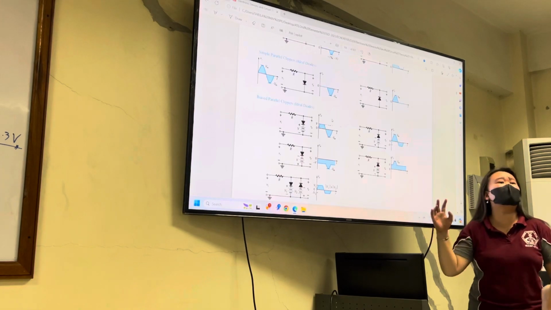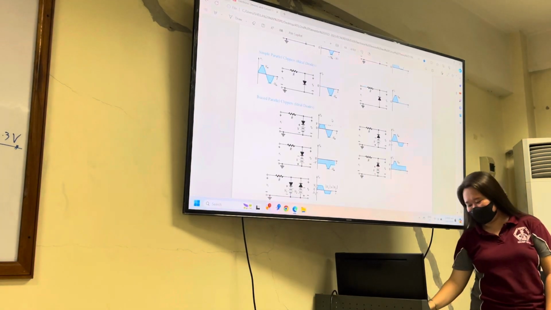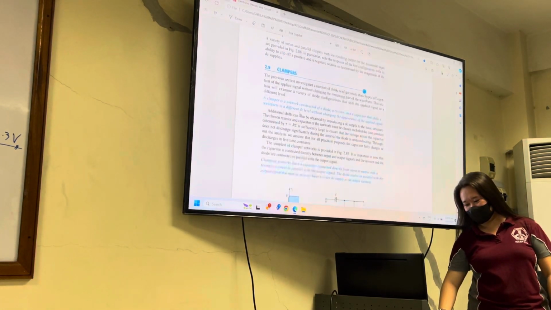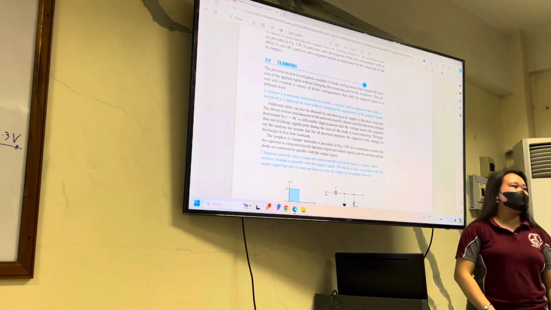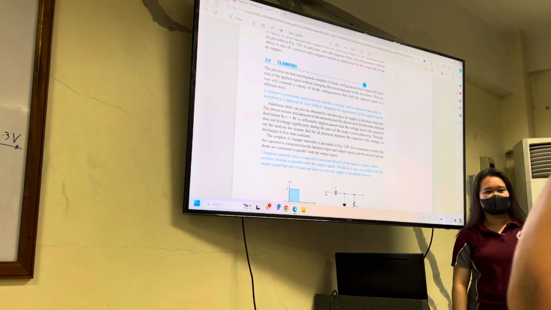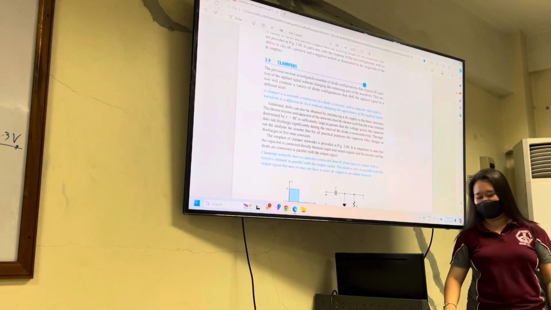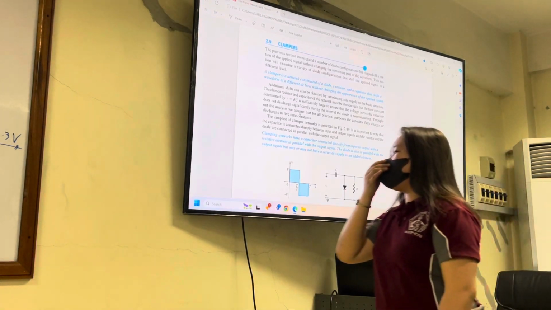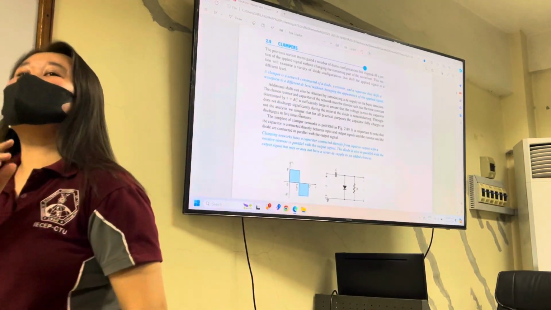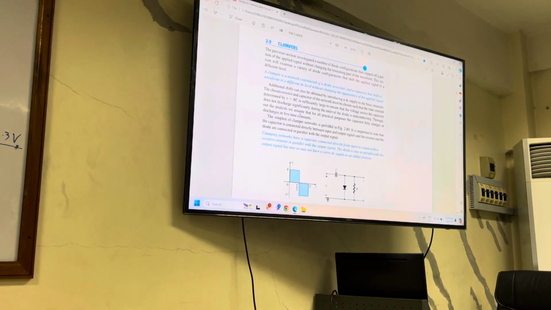Clippers o clampers. Clampers! Okay. Now for clampers, when it comes to clampers class, dili niya i-clip off ang portion. Iya rang i-clamp to a certain level. I-clamp niya pababaw, i-clamp niya paubos.